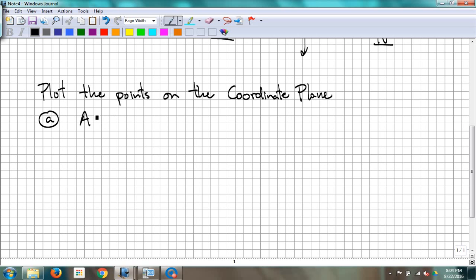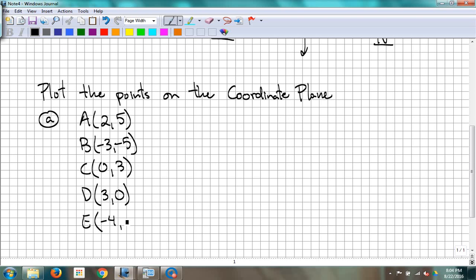So I'm going to name those points. A is at 2, 5. B is at negative 3, negative 5. Point C is at 0, 3. Point D is at 3, 0. Point E is at negative 4, 2. And then point F is at 0, 0. So we're going to tell where these are on the coordinate plane, like what quadrant they are in, or if they're in a quadrant, and then we're going to plot them on the coordinate plane over here.